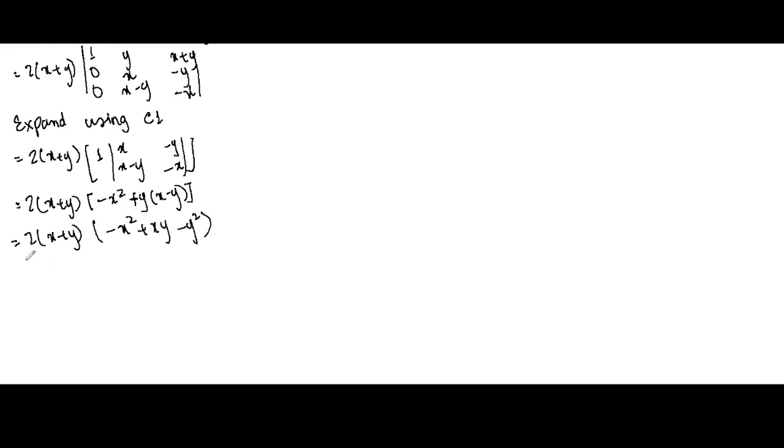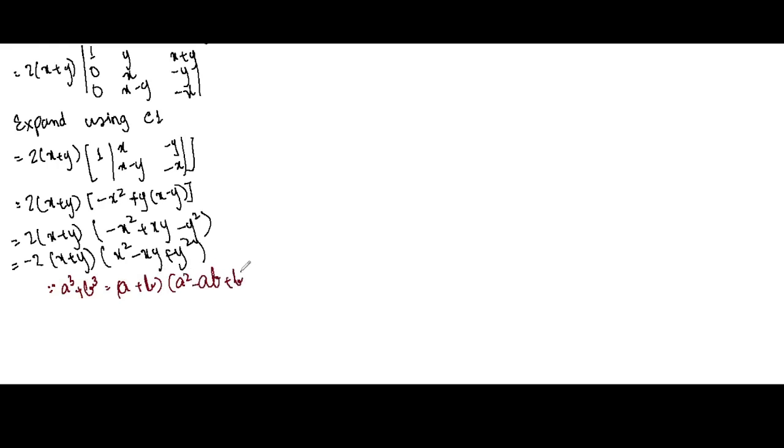Now we are going to take this negative sign as common. Minus 2 into x plus y into x square minus xy plus y square. Now we can use the formula over here. The formula is, let me change the color. Okay, a cube plus b cube equals to a plus b into a square minus ab plus b square.